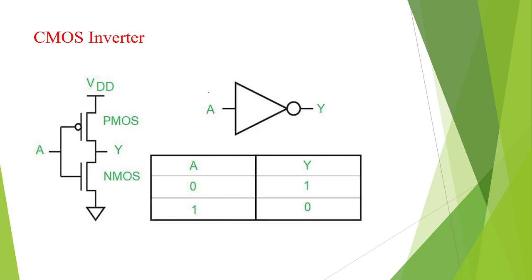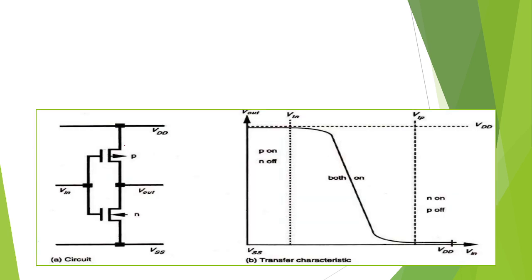So this is about the inverter. While giving 0, you will get 1. While giving 1, you will get 0. But it requires two transistors, NMOS and PMOS. So this is the characteristics curve.